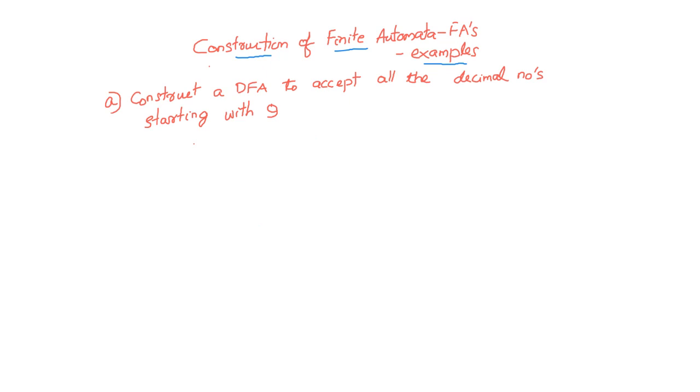Let us look at the construction of some very simple finite automata. In this example, we are going to construct a DFA to accept all the decimal numbers starting with 9. Okay, so to construct a DFA, there are two ways of constructing a DFA. One is through transition diagrams, and the other method is by using a transition table.